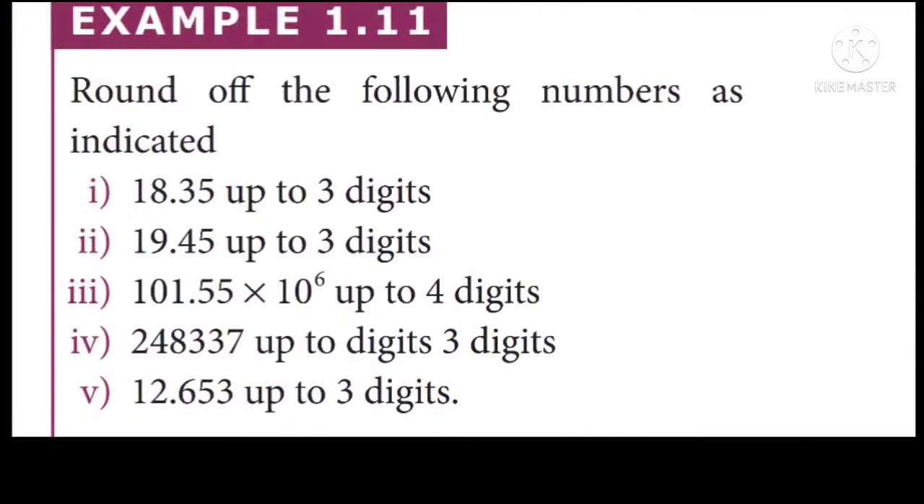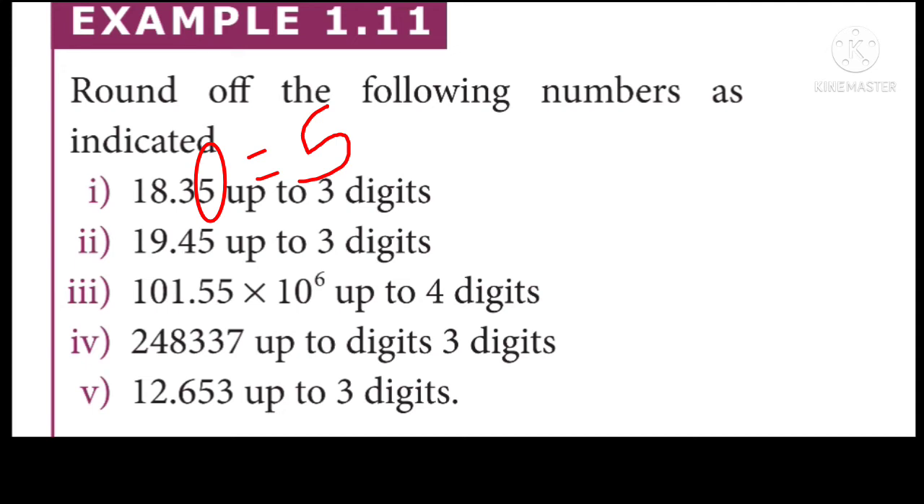Look at this example 1.11. Round off the following numbers as indicated. 18.35 up to 3 digits. How can we round off this number? You have to check the least significant figure. Which one is the least significant digit of this number? 5. 5 is said to be equal to 5.